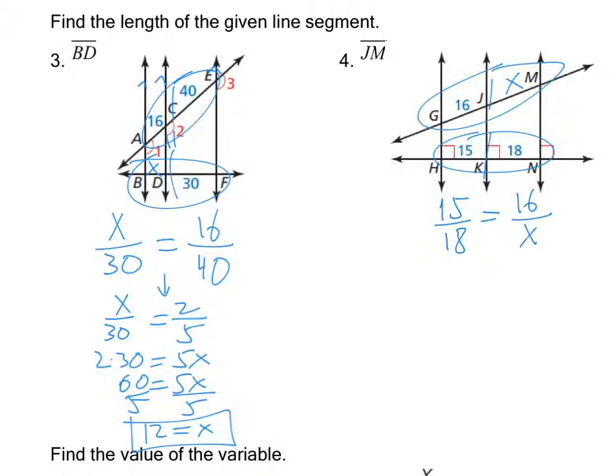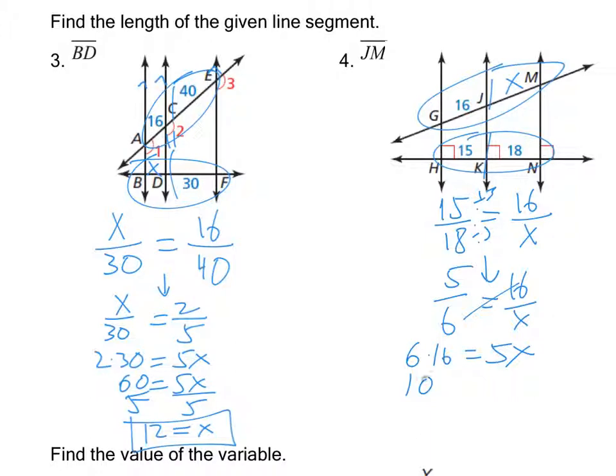And again, let's use our little technique of simplifying because I think 3 goes into each of these. So if we divide each of these by 3, just to simplify it, 5 over 6 equals 16 over x. Now our numbers are a little smaller. Let's try that. 6 times 16 equals 5x. Well, 6 times 16, that's going to be 70, and 36 is going to be 106. And if we divide by 5, well, that's 106 fifths. So x is 106 fifths.